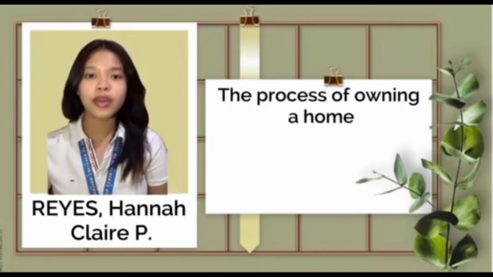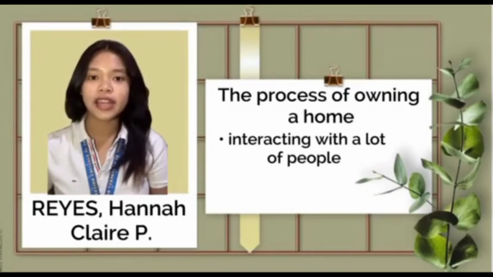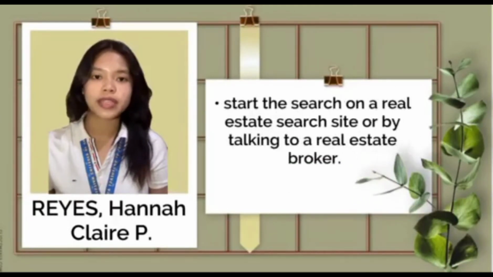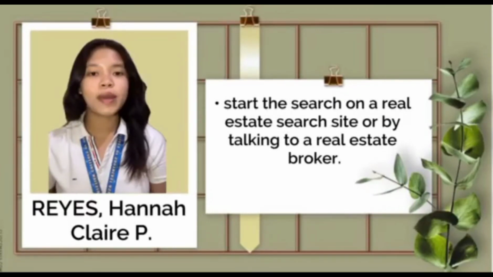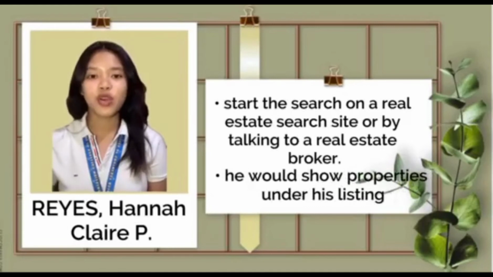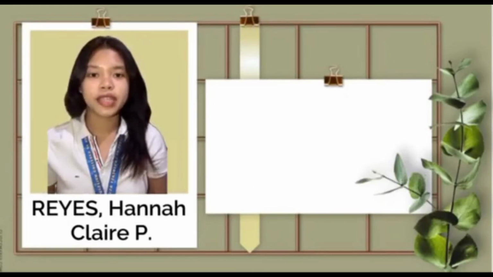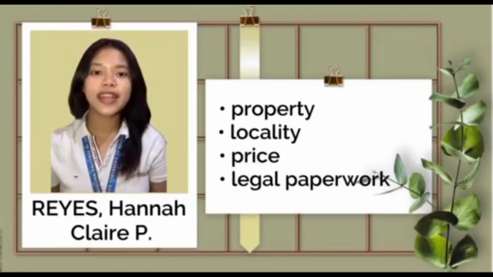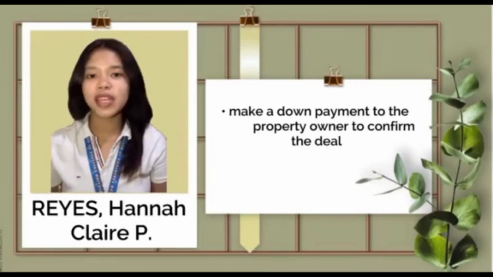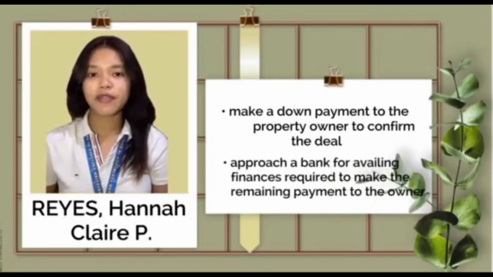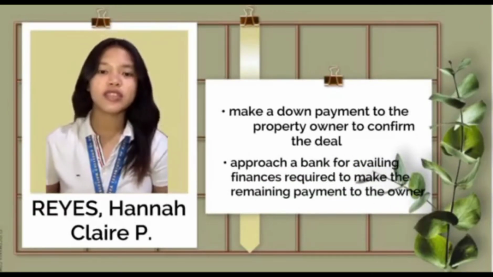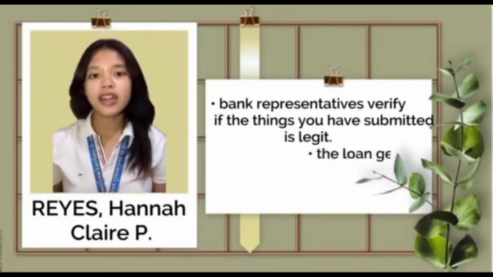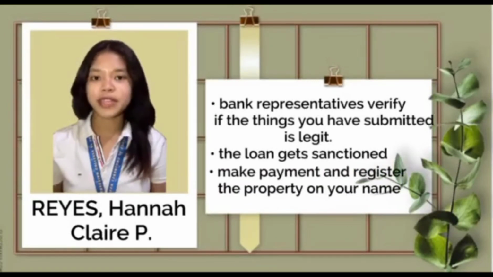The process of owning a home involves interacting with a lot of people online and offline to collect information and advice. For example, consider the stage of searching for a feasible property. You would start the search on a real estate search site or by talking to a real estate broker. He will take you around to show properties under his listing. You check out the property, locality, price, legal paperwork, or other factors before you settle down with a property. Once you finalize a property, you make a down payment to the property owner to confirm the deal. You then approach the bank for availing finances required to make the remaining payment to the owner. The bank representatives verify if the property and the papers you have submitted are legit. The loan gets sanctioned. You make a payment and register the property in your name.